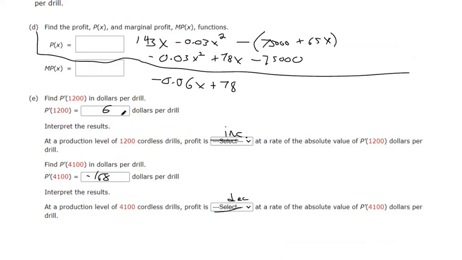So when they're producing just 1,200 drills, the profit is positive. They should increase the amount of drills they produce. When they made 1,200 drills, profit was positive. And then when they produced 4,100 drills, their profit was negative. So they want to back up, produce less.